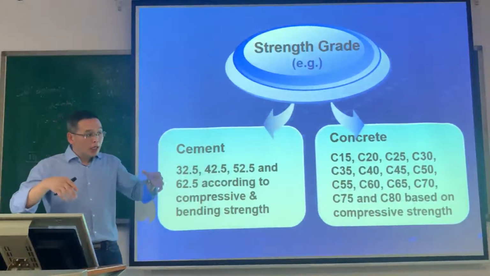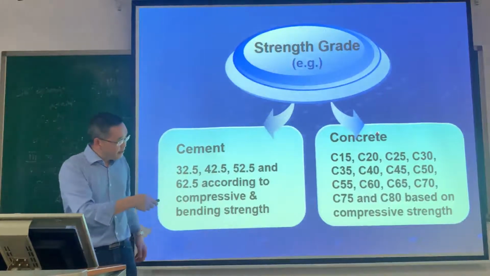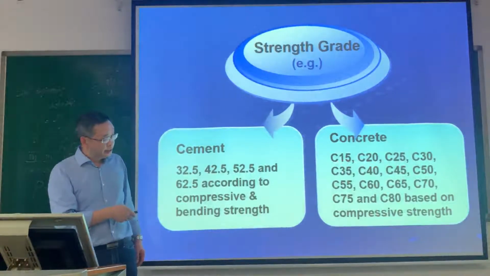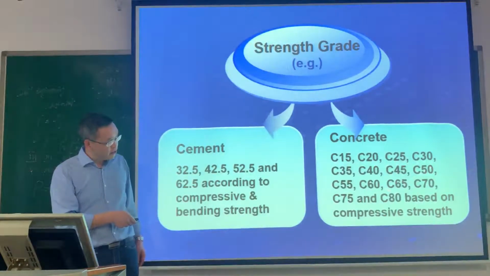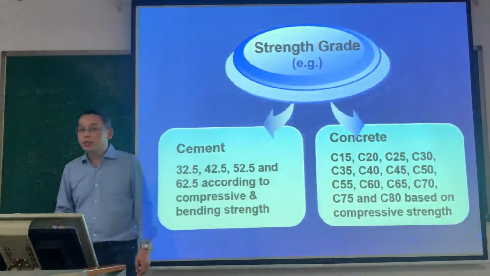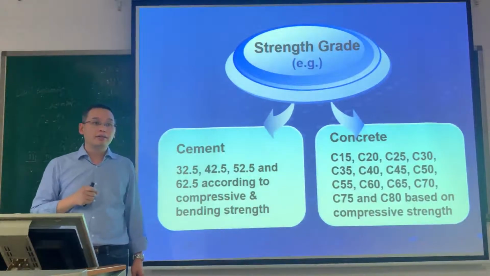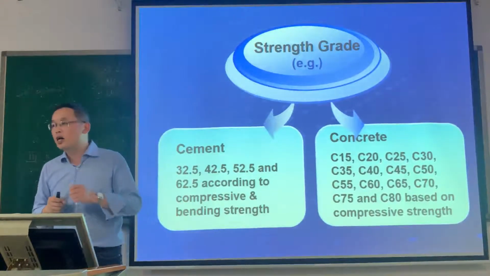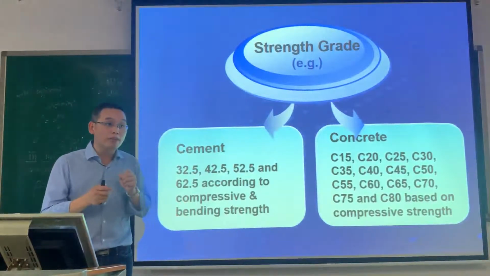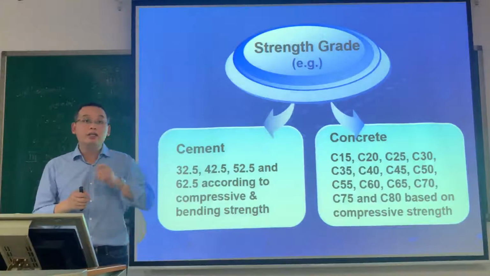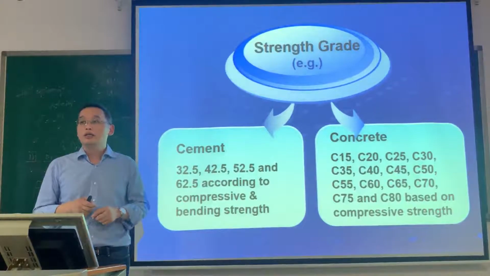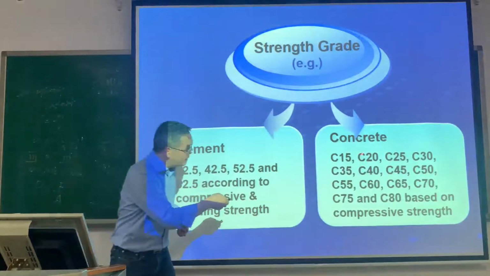So, for the concrete, this is the grade of them: C15, C20, C25, till C80. So what does C mean? What does C mean? Cement. The same as concrete. C means concrete. So what does this number mean?